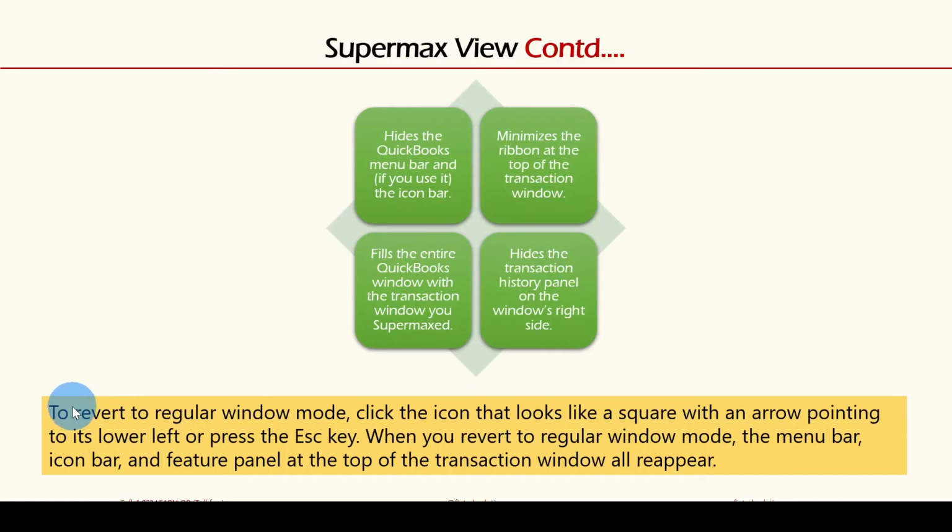To revert to regular window mode, click the icon that looks like a square with an arrow pointing to its lower left, or press the escape key. When you revert to regular window mode, the menu bar, icon bar, and the feature panel at the top of the transaction window will reappear.